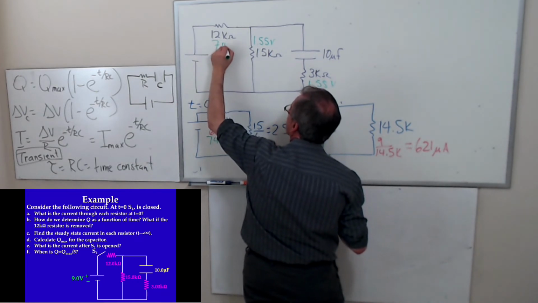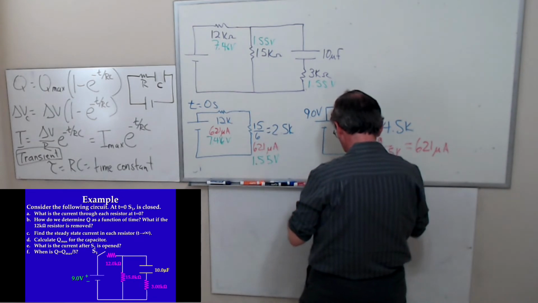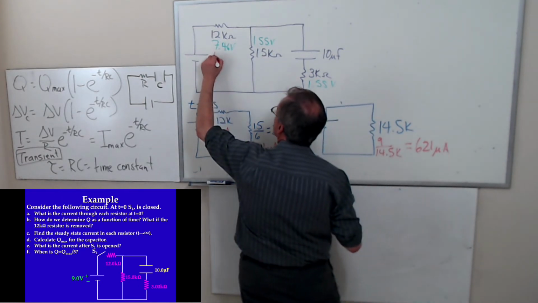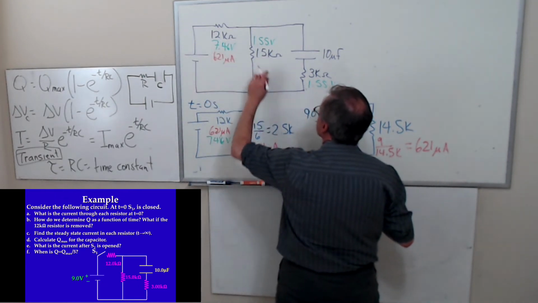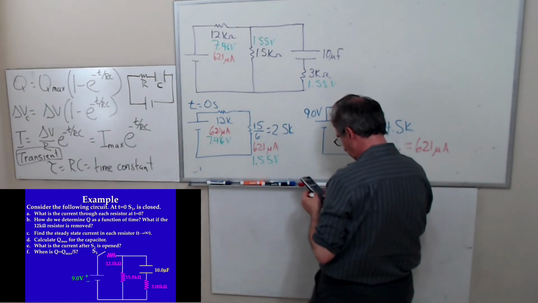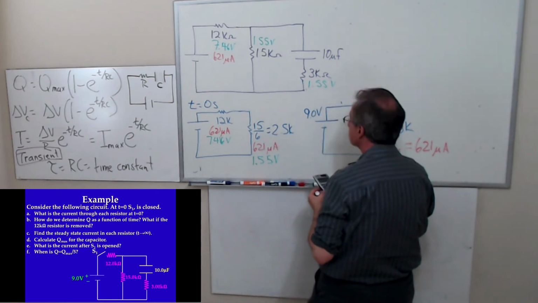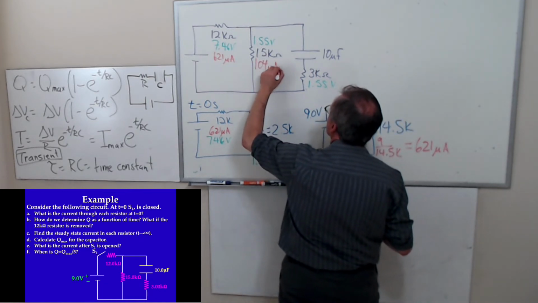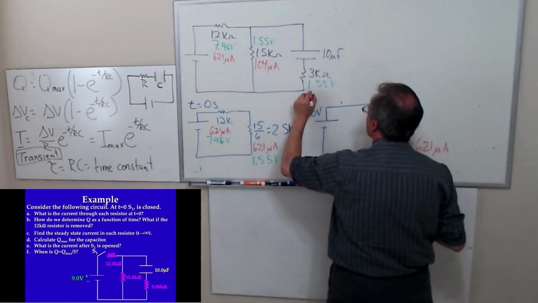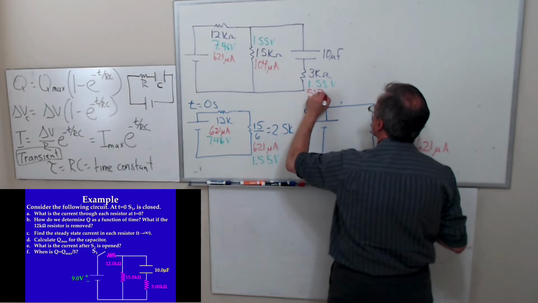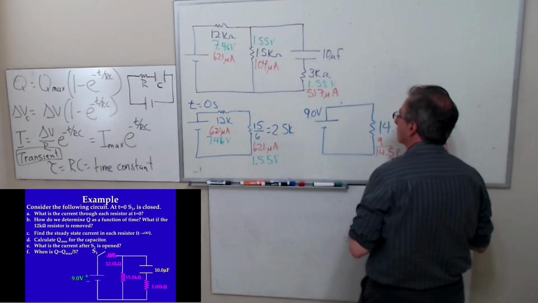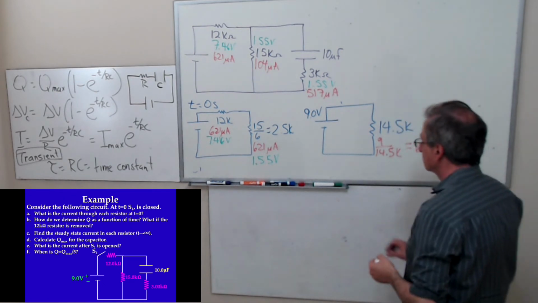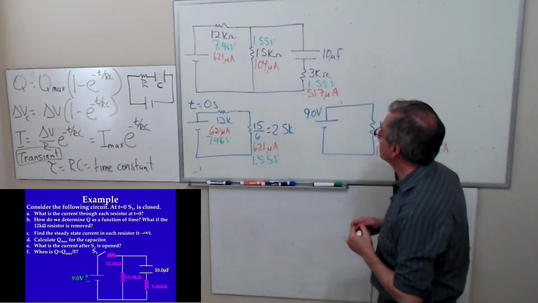Can you see that okay? Green is not the best color. All right, so 621. So 1.55 over 15. 104 microamps. And this one comes out to be 517 microamps. 1.55 divided by 3. There's some round off stuff there, okay? So I know everything right now, right? This is at T equals 0.